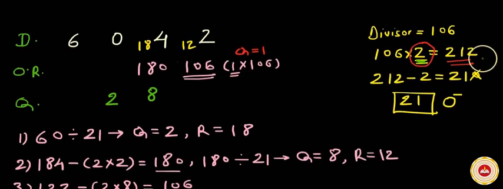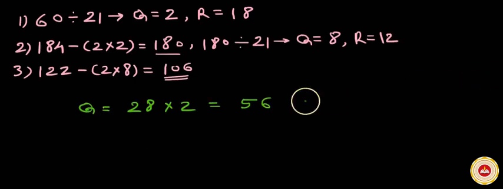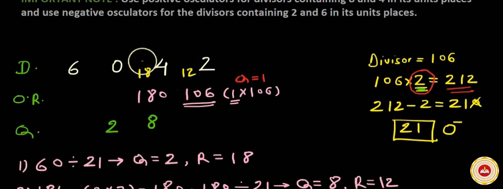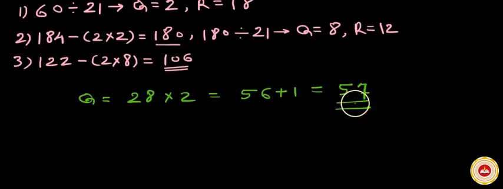Now let us add this quotient to 56, and we get 57. Now this 57 is final answer. It means friends, 6042 divided by 106 is 57. Okay, 57.